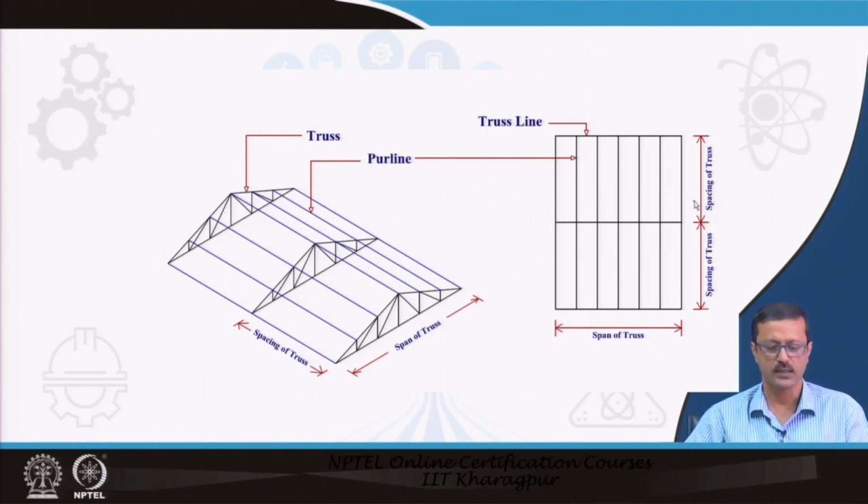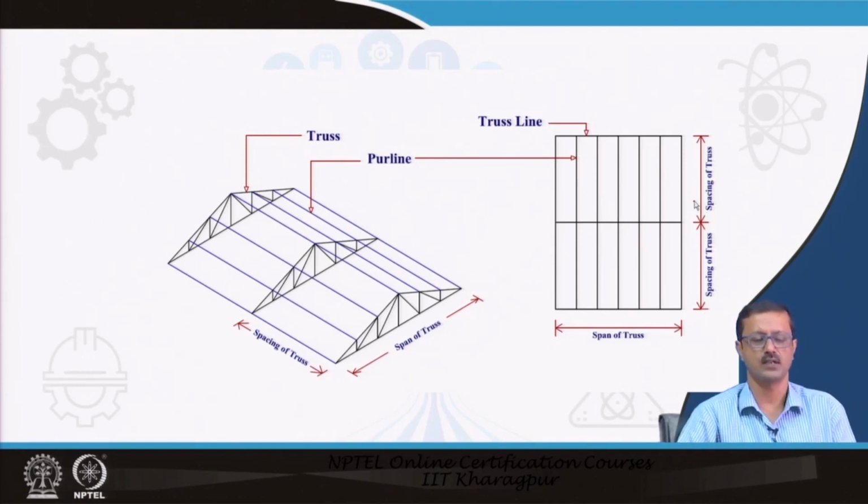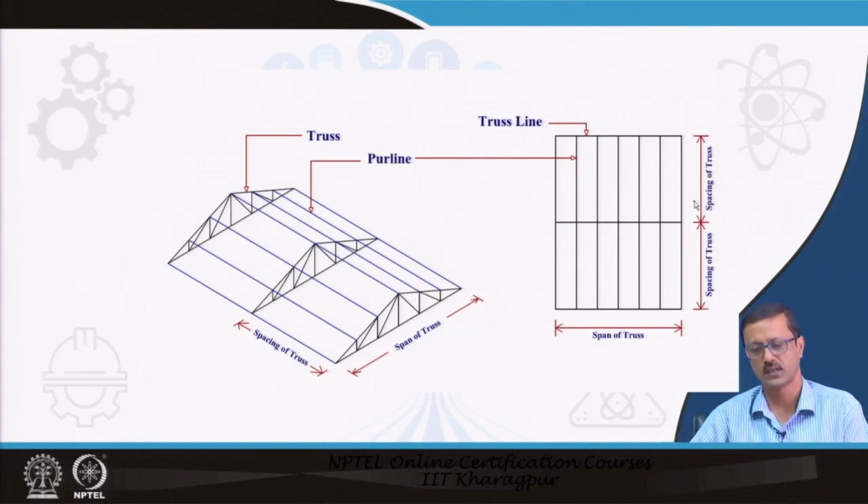Now, sometimes this is fine. If the wind is not so much, if there is a kind of a jump, the span is also not that high, then only purlins can take care and you can just put your roof covering over there.